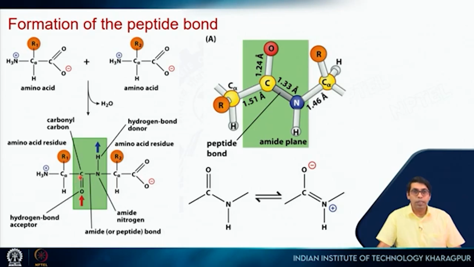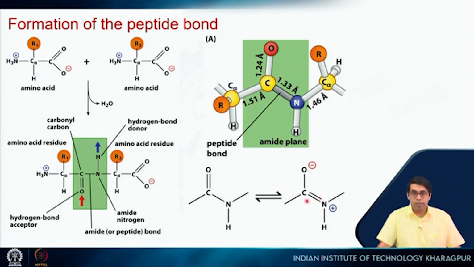Now if we focus on this peptide bond, it turns out that it can have partial double bond character, because the lone pair of electrons on this nitrogen can go here, and this can open up, resulting in a partial positive charge here, a negative charge here, and a double bond here.